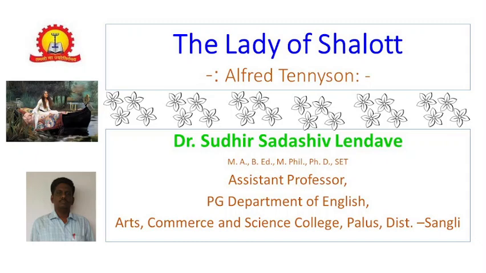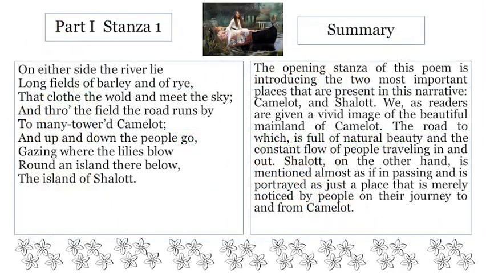In the last session we started discussing a poem by Alfred Lord Tennyson, The Lady of Shalott. While discussing, we have already completed part first, stanza first and part first, stanza 2. In part first, stanza 1 we came across two places, Camelot and Shalott. In fact, these two places are symbols that stand for dreams and the bubble that we have created out of our own feelings of insecurity and rules that we have created to be in a safe zone.